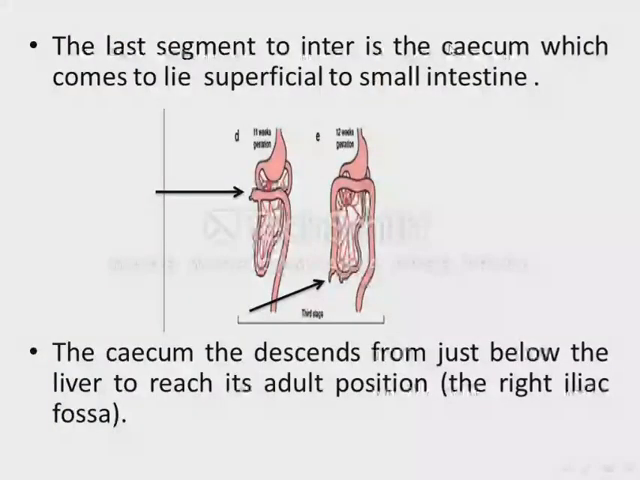The last segment to enter the abdominal cavity is the cecum, which comes to be superficial to the small intestine. So here is the subhepatic position and then it descends to the right iliac fossa to become in the adult position and fixed.